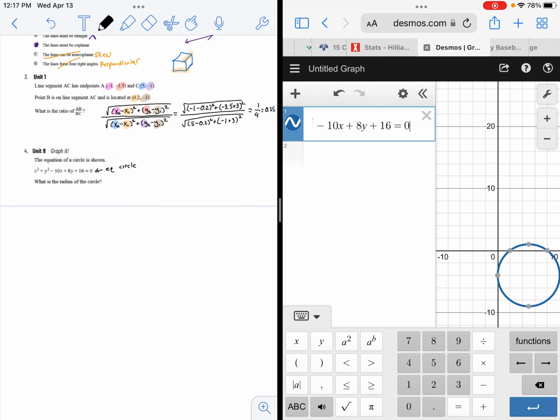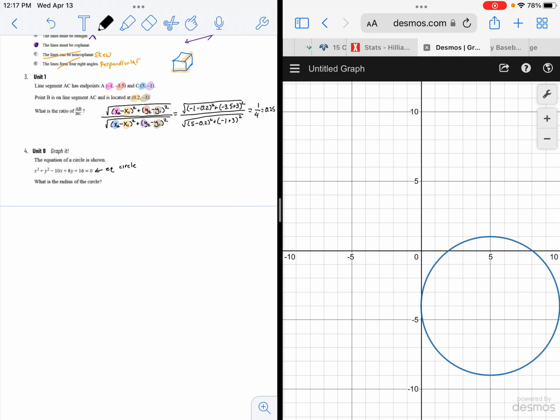Alright, that's the circle right there. And as we can see, we can count that it has a radius of 5. All right, by graphing it, and then you can count the radius and get r equals 5.